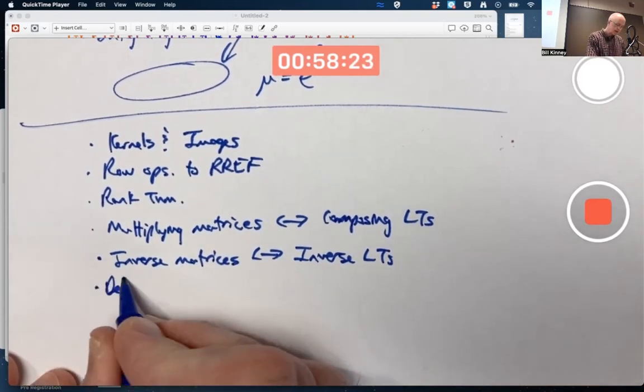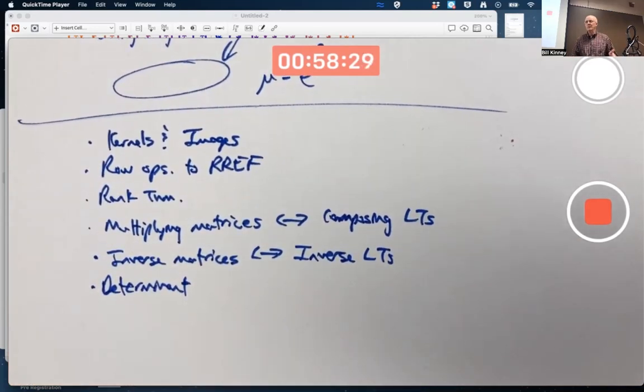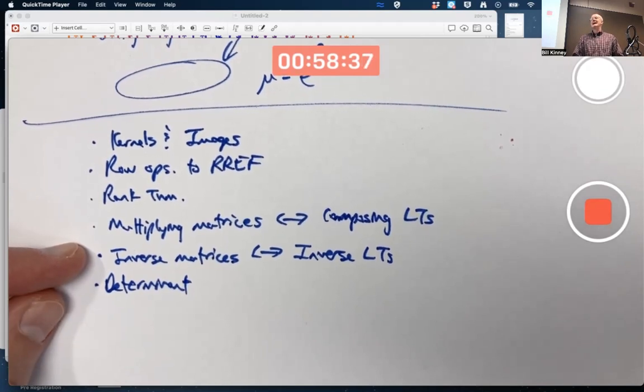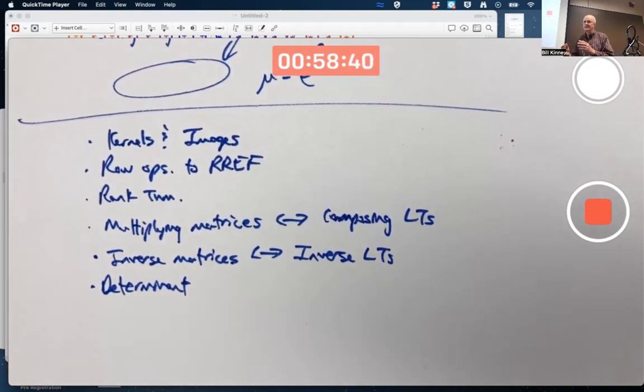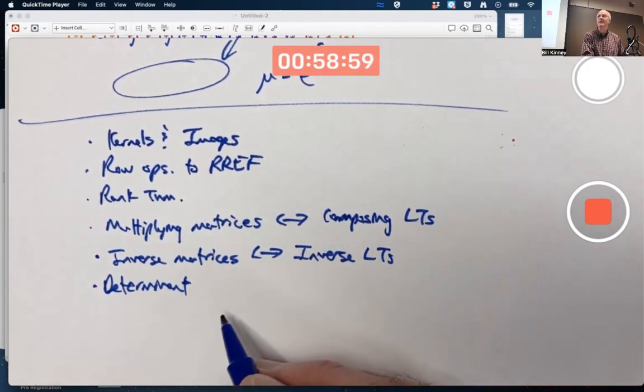There's the determinant. With square matrices, you only do determinants with square matrices. And in fact, you only think about inverse matrices with square matrices as well. The determinant being non-zero is equivalent to the inverse matrix existing. If the determinant is zero, then the inverse matrix does not exist. Same thing with the linear transformation as an inverse function: it exists if the determinant is non-zero and does not exist if the determinant is zero.